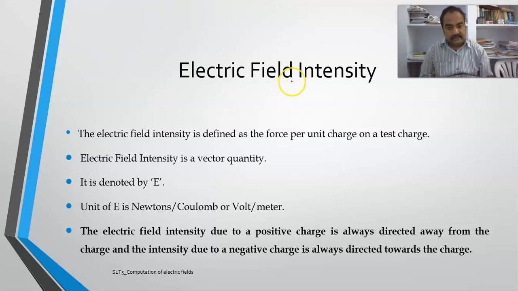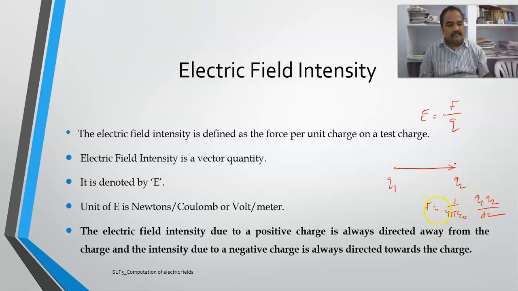Electric field intensity is normally defined as the force per unit charge. In the last video lectures, we have seen that if there are two charges, then automatically there will be a force between these two charges. Let us suppose this is the force which is exerted by Q1 on Q2. Now, let us suppose I bring Q2 to here.